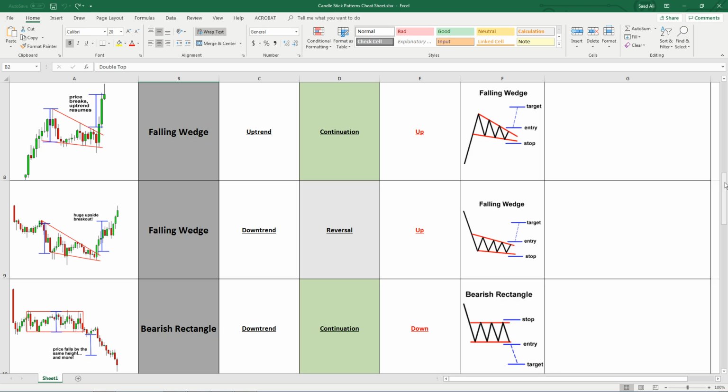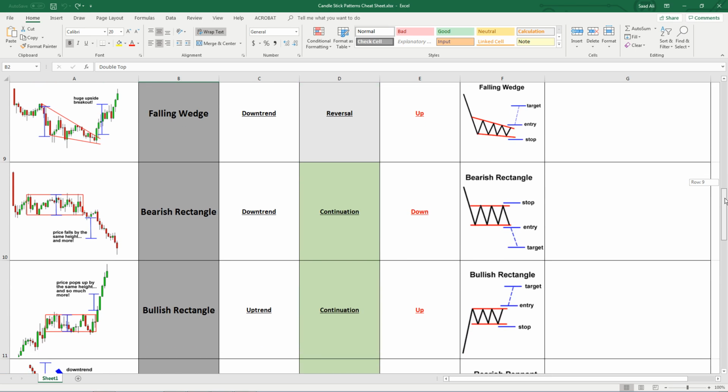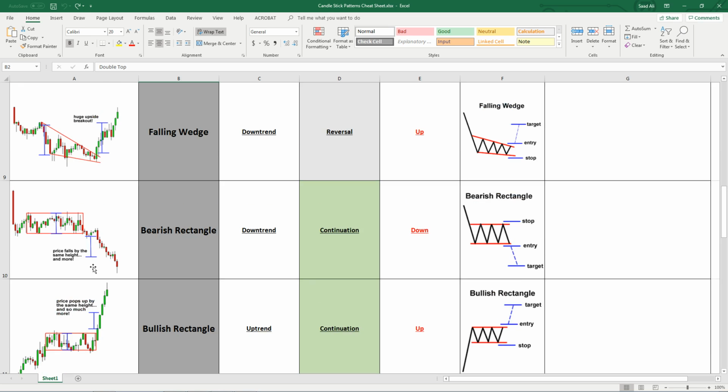But again, we're just identifying these on a chart right now. Don't worry about trading them. Just try to look for these patterns. That's the goal. And then once you identify these patterns, you can just kind of follow this flow chart.